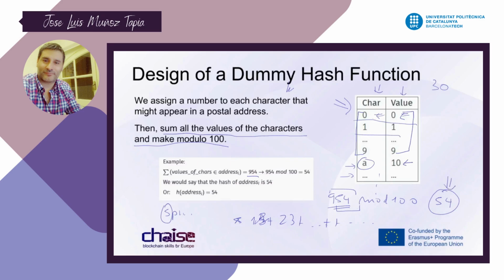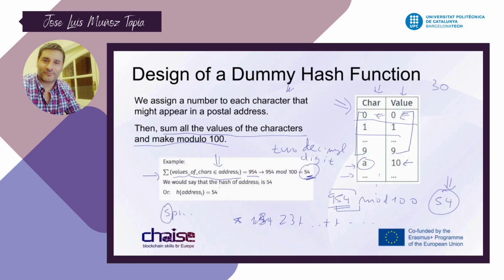As you see, the hash is mapping an input of variable size, because addresses can have different sizes. I take any possible value of different sizes, and the hash outputs one single value which has limited size. In this case, the output size is two decimal digits. So my hash function takes strings and outputs a two decimal digit value.